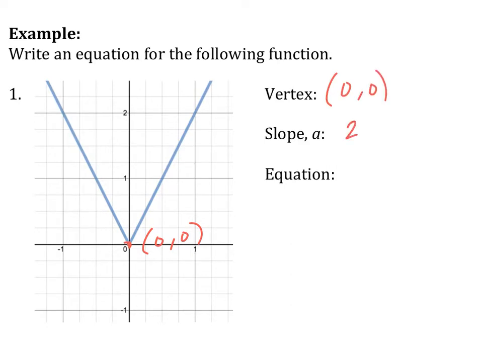Okay, so now the equation is always y equals a times absolute value x minus h plus k. We put all those numbers in. H, k is 0, 0. Slope is a, which is 2. So that is y equals 2 absolute value x. The rest of it is 0, so it's not necessary to write it. Okay, let's have you guys try the next two. Should be pretty easy, but please be careful on number 3.